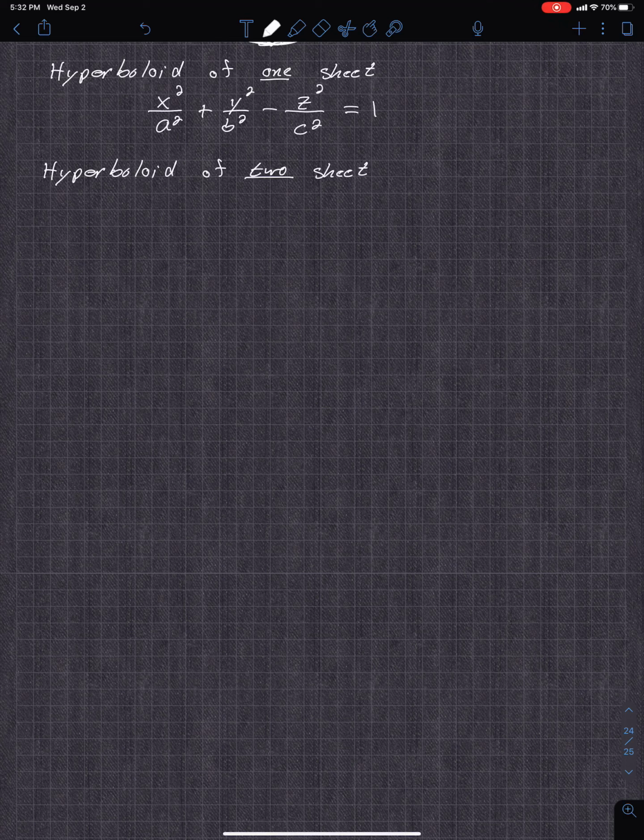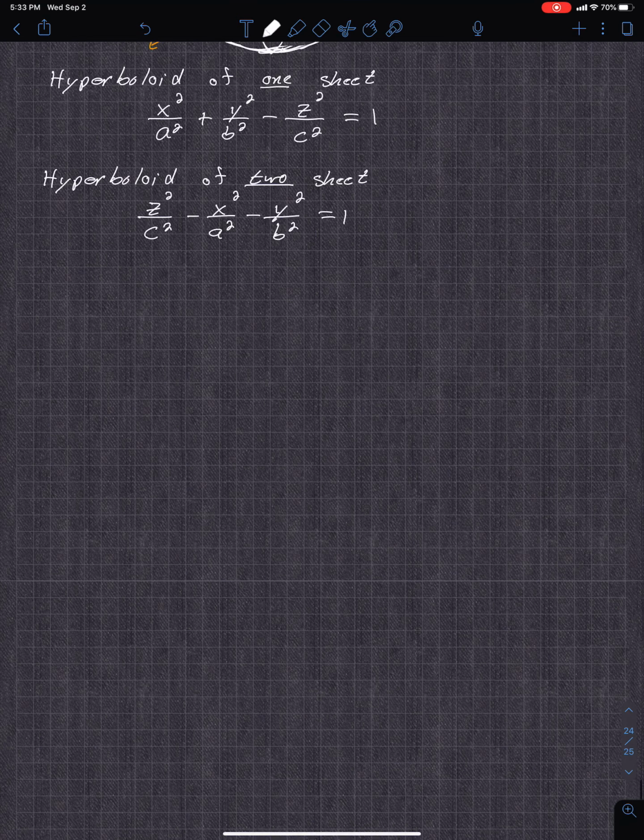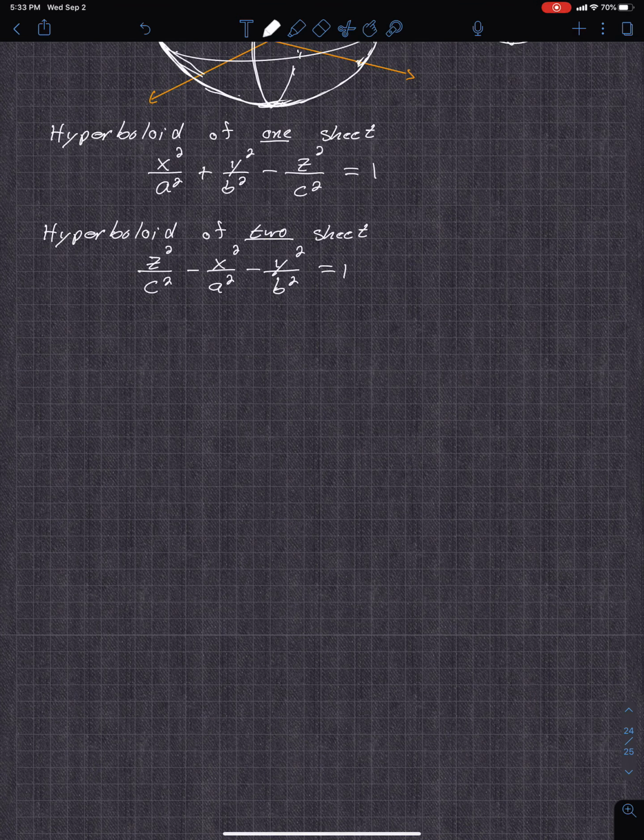And the hyperboloid of two sheets, there's two negatives in there. Your z is positive, so you put z first. So you say z squared over c squared. I always like to put, and I don't know if the book does this or not, but I always like to put a under the x, b under the y, and c under the z, regardless of the order. Z squared over c squared minus x squared over a squared minus, those two negatives, y squared over b squared equal to 1.